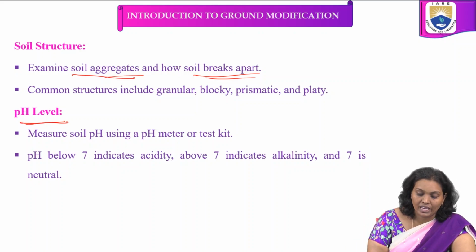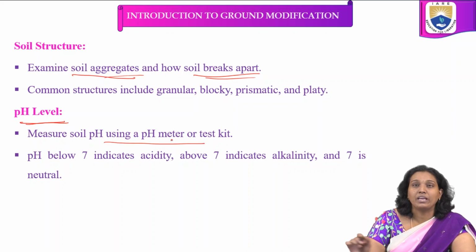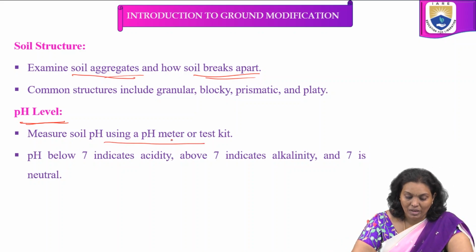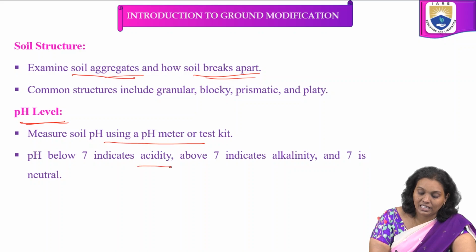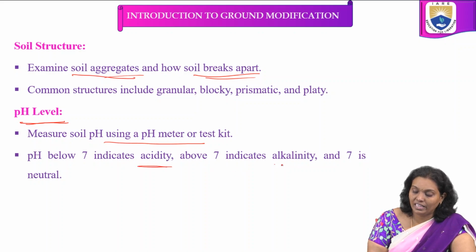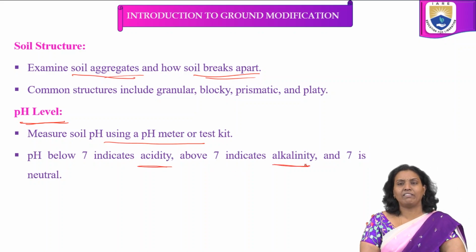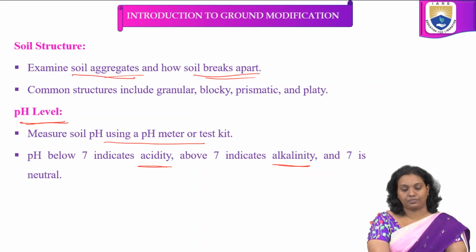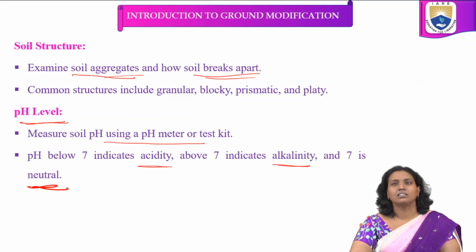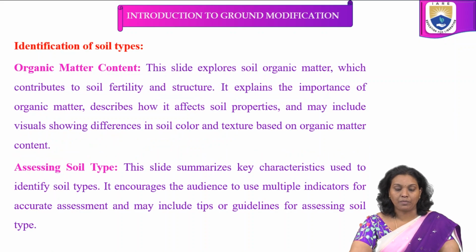Now moving to the pH value. We use a pH meter to measure soil pH. A pH below 7 indicates acidity, above 7 indicates alkalinity, and 7 is neutral. Like this, we are going to understand the soil type.